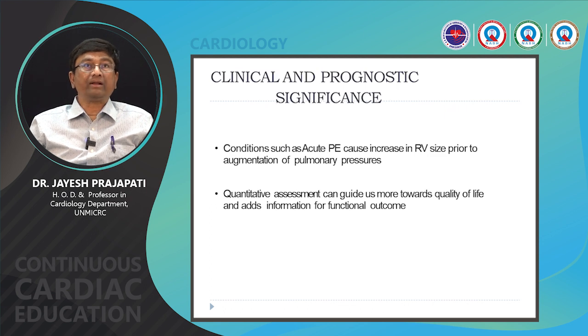So why is it important? Sometimes in case of pulmonary embolism, that is important. Acute pulmonary embolism causes an increase in RV size. While assessing the RV in pulmonary embolism, the RV acutely dilates. So acute pulmonary embolism increases the RV size prior to the rise in PA pressure, and quantitative assessment is more towards quality of life and is functionally important. So for pulmonary embolism, RV assessment is very crucial.